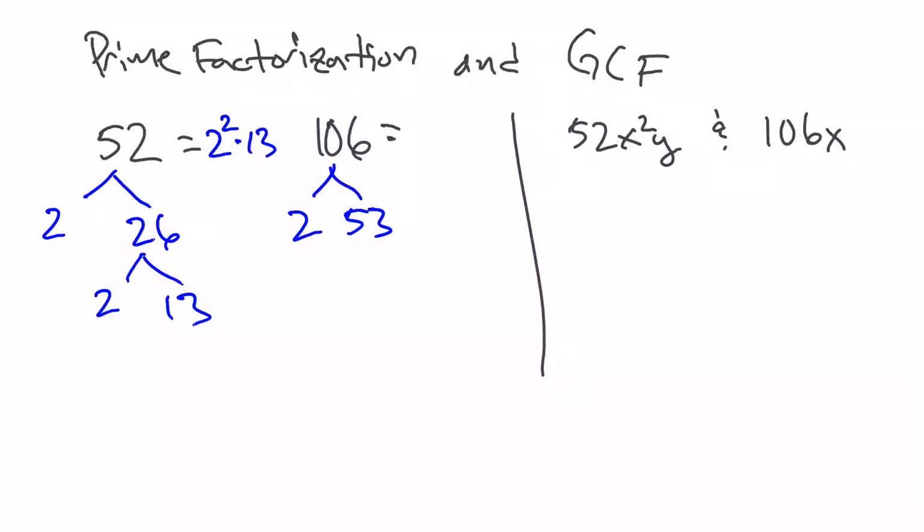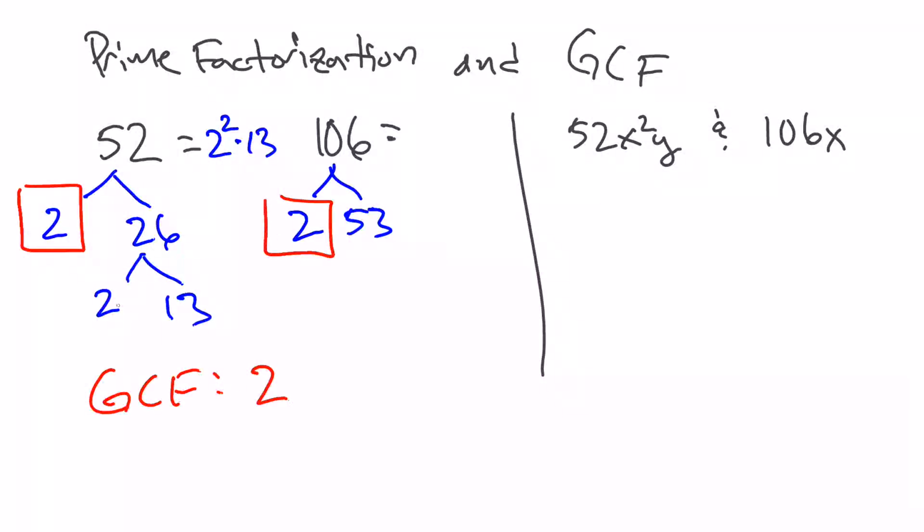And so the GCF of this is going to be the pair just with the 2's. So the GCF is going to be 2. Now remember, if there was another pair, we would just multiply. But since we don't, the GCF is 2.